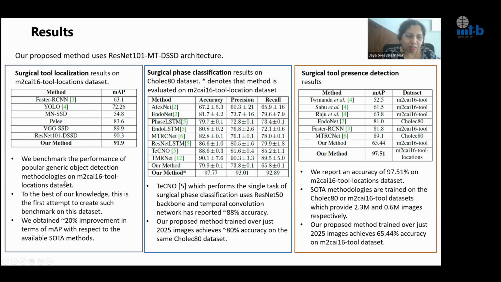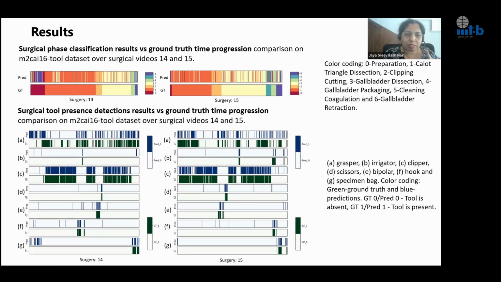While you're on your slide deck, there was another slide on the usage of the tools. This one. So you see surgery 14 and surgery 15, right? The predicted one is highly fragmented, the top images, the surgical phase classification. How do you explain that for your method? And this clearly needs to be improved, right?